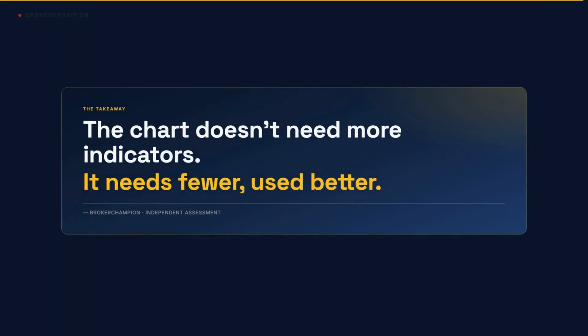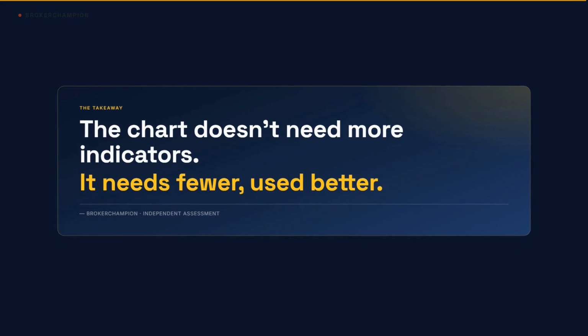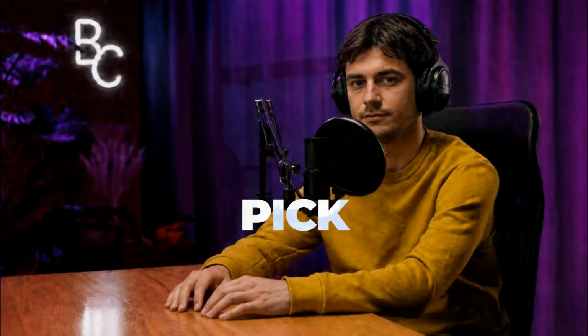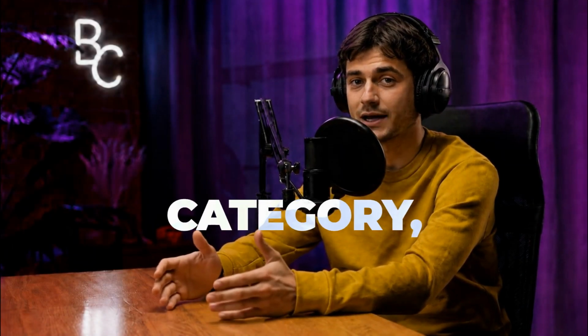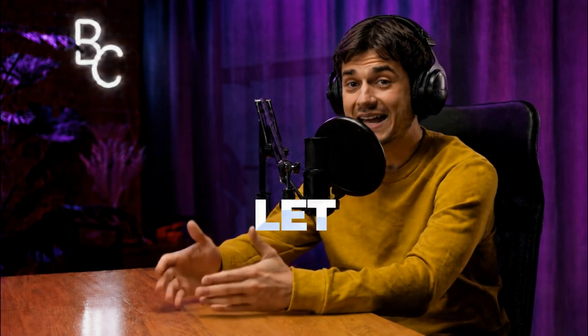The chart doesn't need more indicators. It needs fewer, used better. Pick one per category, master the 6, let ADX decide the regime.